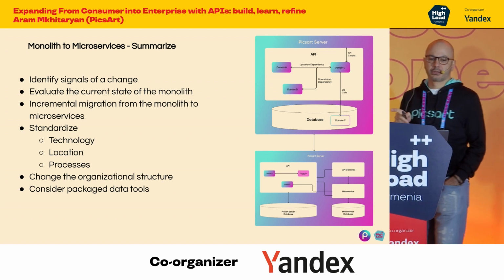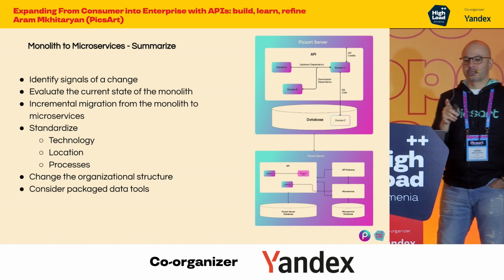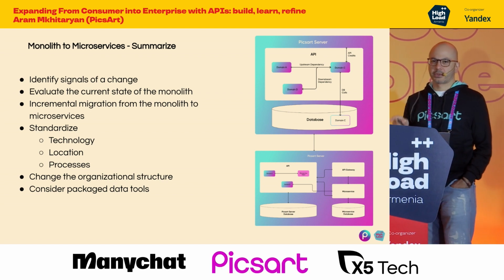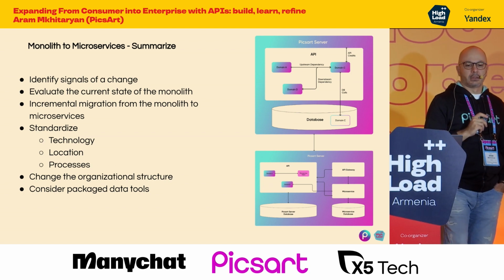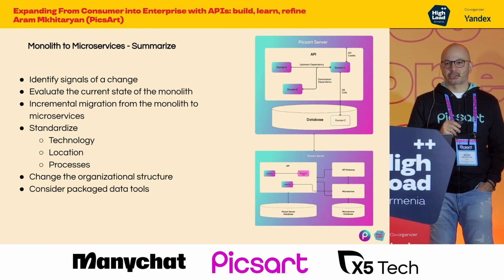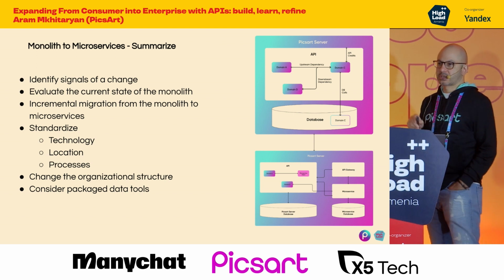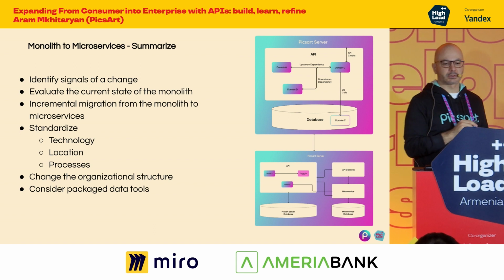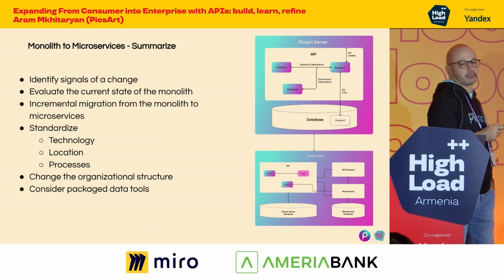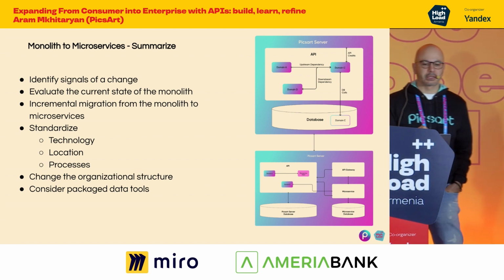Along the way, you standardize on the technology, where you develop certain things so it's efficient, and the processes. Maybe change the organizational structure so you have smaller teams that own specific scopes. And you also consider some package tools.